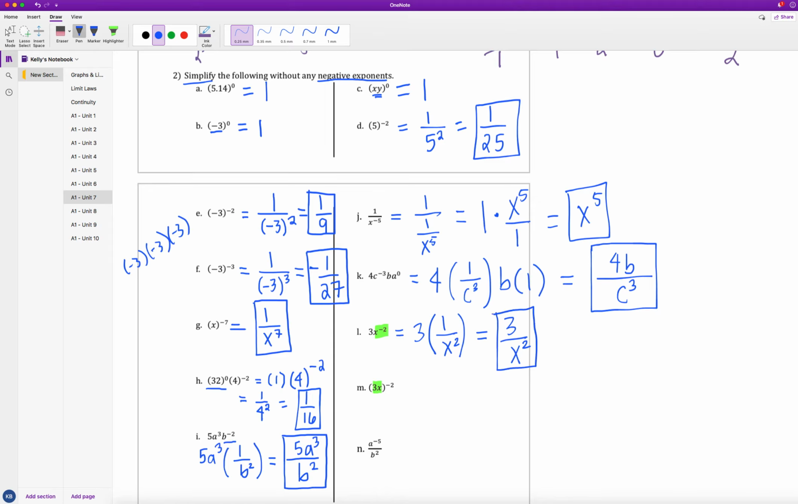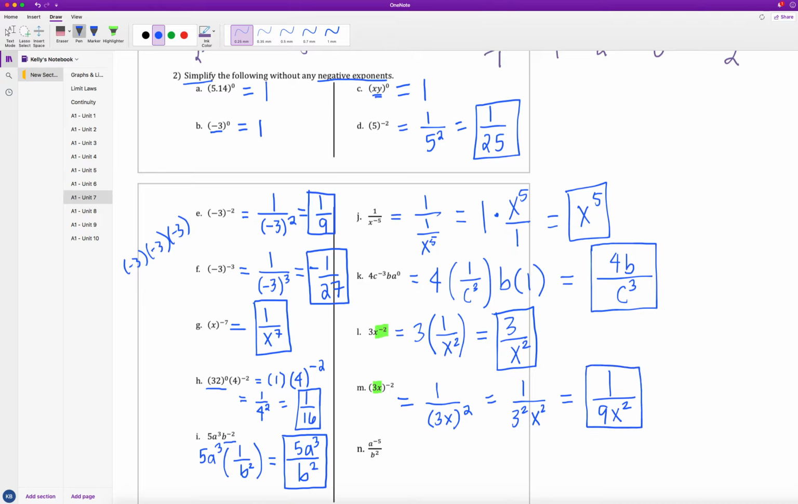Now in example M, this is going to be different because the entire 3x is being raised to the negative second, so I'm going to flip the whole thing to the denominator and write this as 1 over 3x. Notice I still need those parentheses, now to the positive 2. Now from here, I need to simplify this further, and we can distribute the squared power here. So we get 1 over 3 squared times our x squared, since both the 3 and the x are being raised to the second power. From here, we can simplify the 3 squared as 9, and we get 1 over 9x to the second.